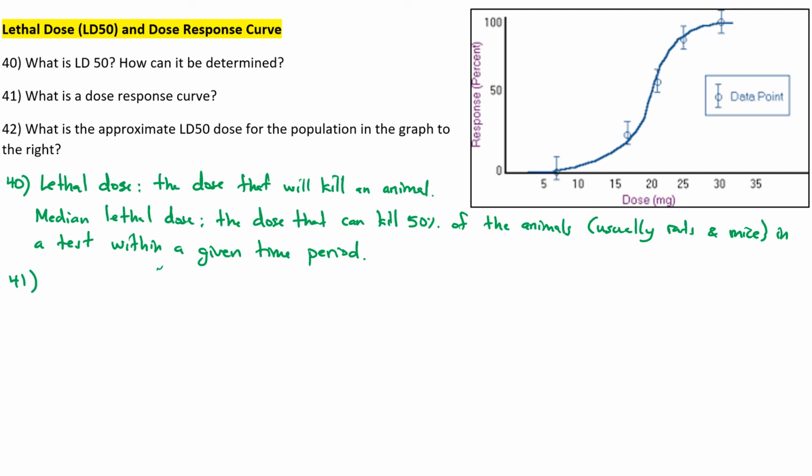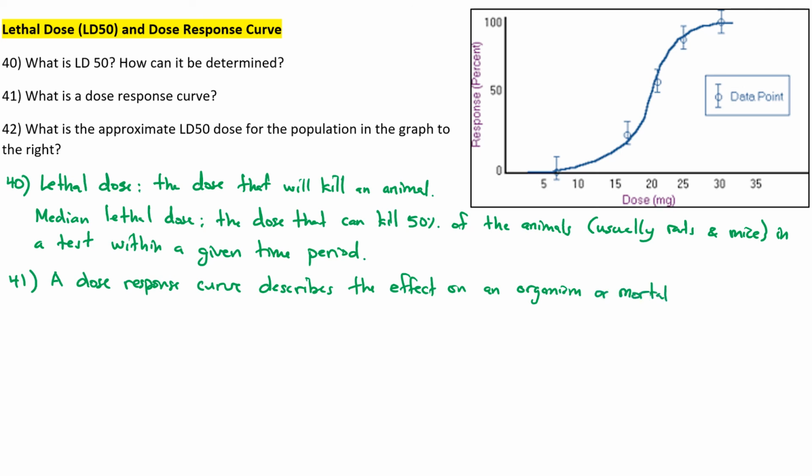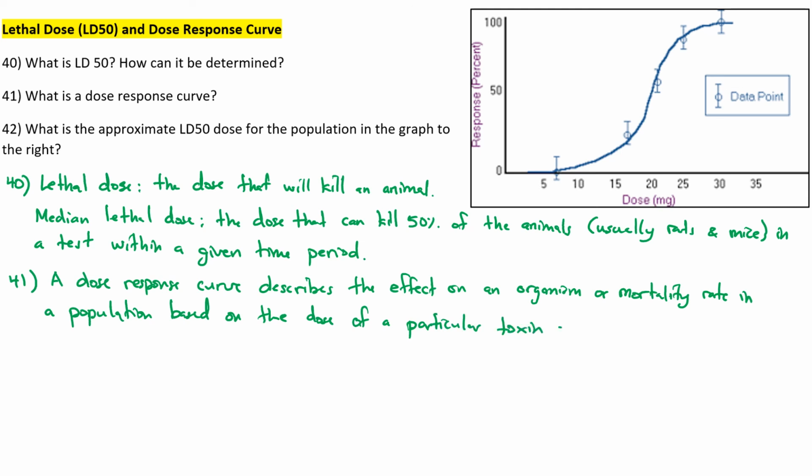So 41, what is a dose response curve? So a dose response curve describes the effect on an organism or mortality rate in a population based on the dose of a particular toxin or drug.